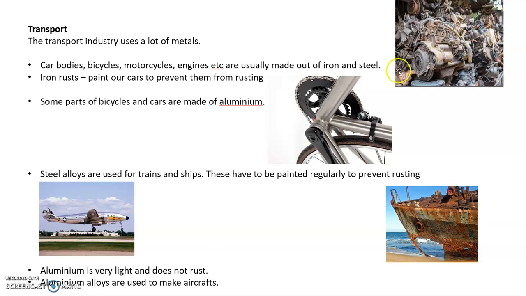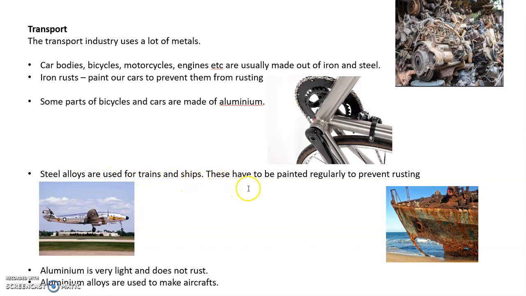So it's not protected. And then here you've got a bicycle, and this bicycle is made out of aluminium. This is a very expensive bicycle. You can have a bicycle which is made out of iron and steel. That one will be quite cheap compared to this aluminium one. Okay, and it's made out of aluminium because aluminium doesn't rust, and the bicycle is always outside, so obviously it's going to be exposed to weather elements, and you need to make sure that you use material that will not rust. And then steel alloys are used in trains and ships.